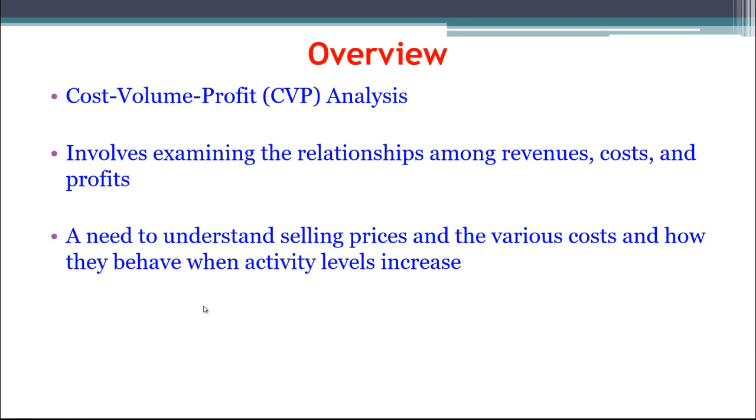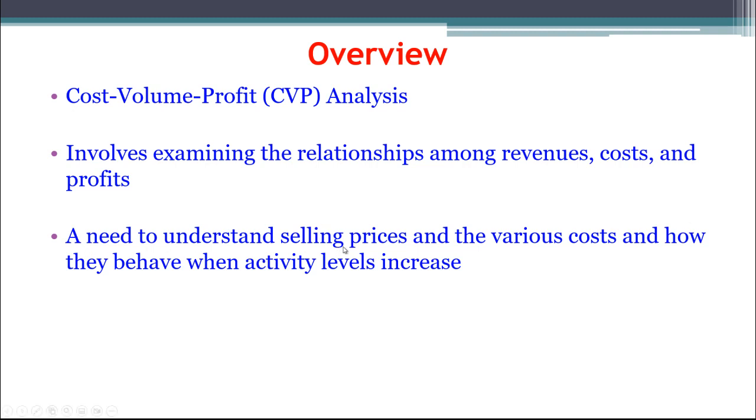So now let's move on to the topic of cost, volume, profit analysis. We extend this discussion in later videos, later modules, but we're going to introduce the topic here. And we are going to examine the relationships between revenues, costs, and profit, and how they change when the volume itself changes, the number of activities, the number of units we're producing.